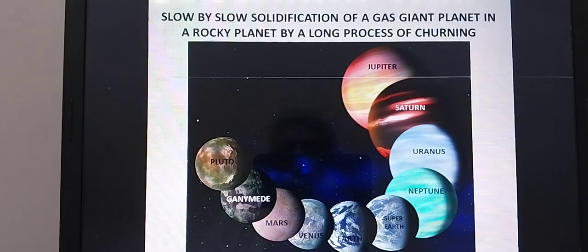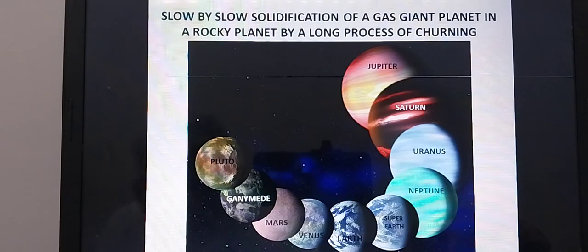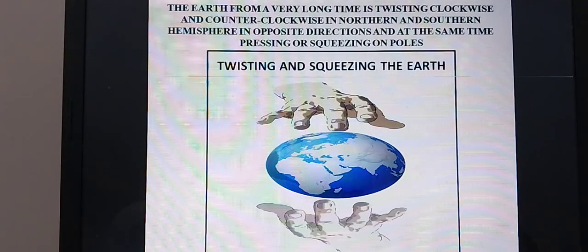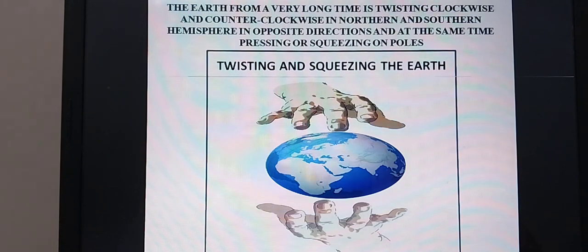So we are explaining that Alfred Wegener's theory of origin of continents is very wrong, and our theory of origin of continents and oceans is a good idea.